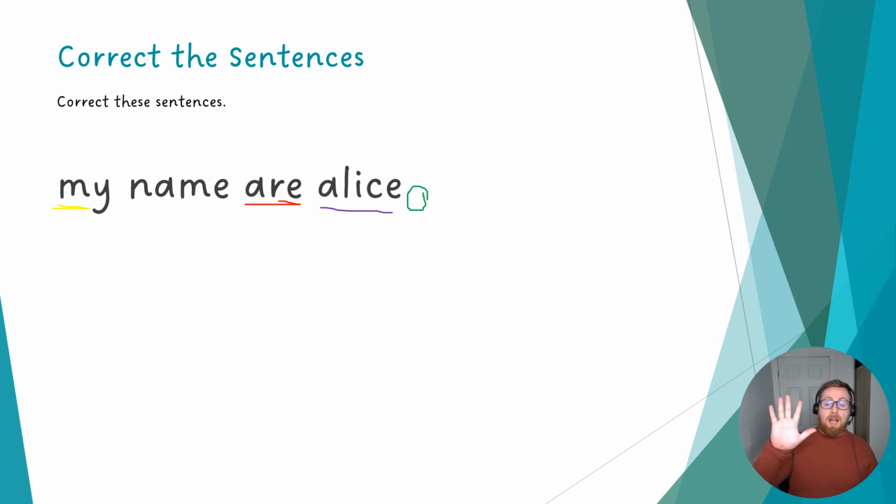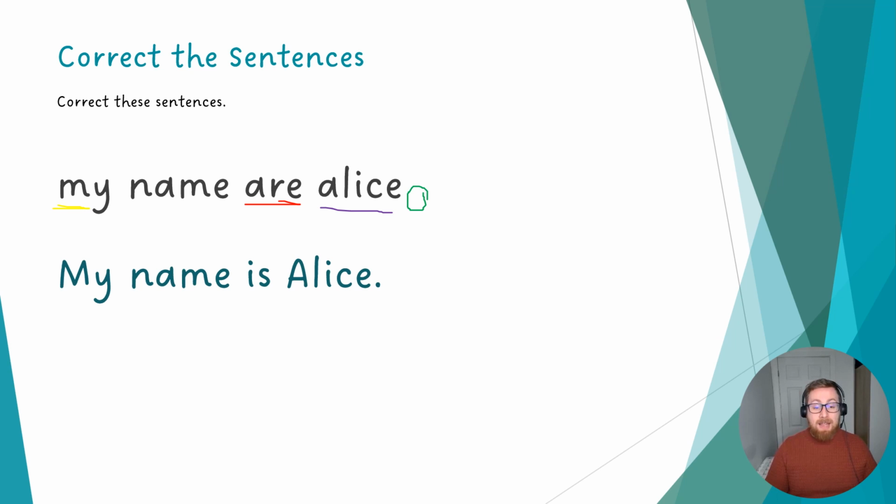I'll give you 5, 4, 3, 2, 1. My name is Alice. Capital letter for the beginning of the sentence. R should be is. My name is Alice. Capital A for Alice. It's a name. We need a capital. And a full stop, little dot to finish the sentence. My name is Alice.